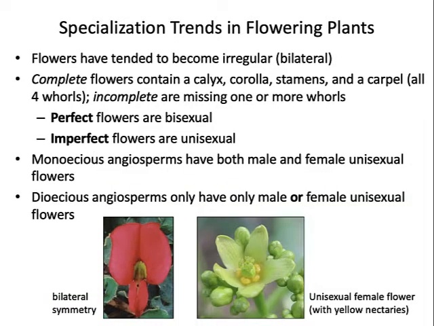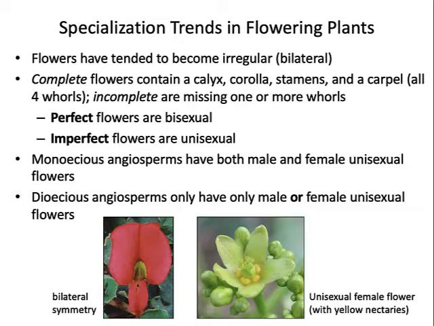Now, more advanced flowers tended to become irregular in shape, which is to say that they had a bilateral symmetry. In general, the evolutionary trend is towards the reduction and fusion of flower parts because these flowers tend to be more specialized. And that's a bit counterintuitive because you might think that a flower with more parts is more advanced, but in actuality, we believe it's the opposite.